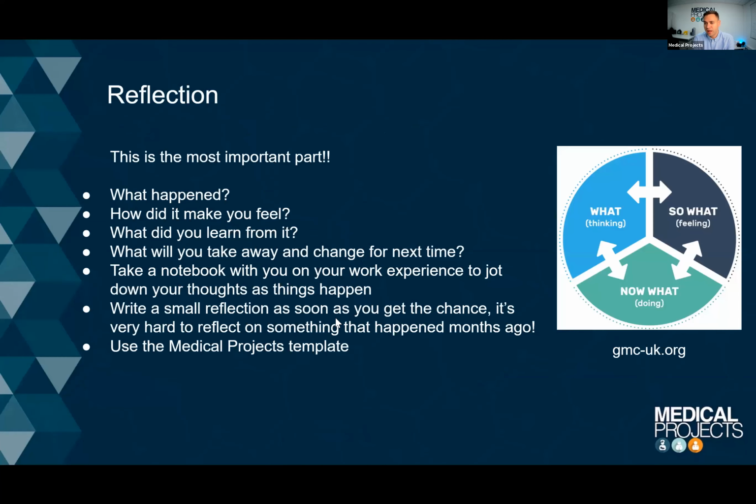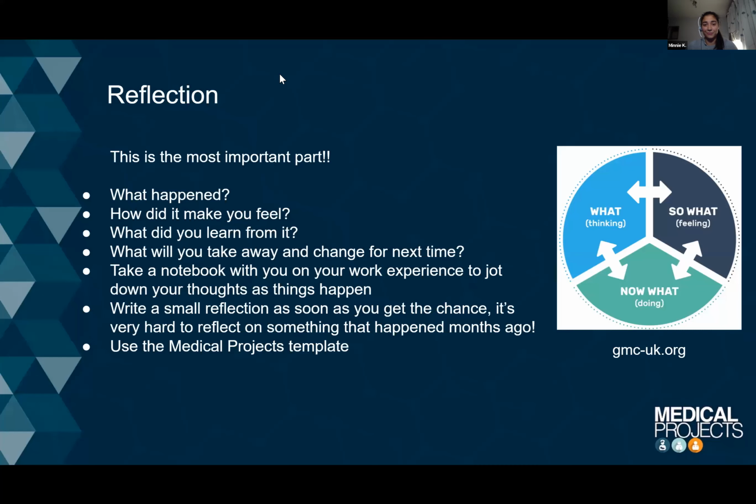Cool. That's my only overview bit done. And on to the big bit, the most important slide of tonight. If you take anything away from this webinar, it's that diagram there from the GMC. And you'll see a lot of that in first year of medical school as well. So what happened? So what? How did you feel about it? And now what are you going to do about it? It's a never-ending cycle of reflecting.